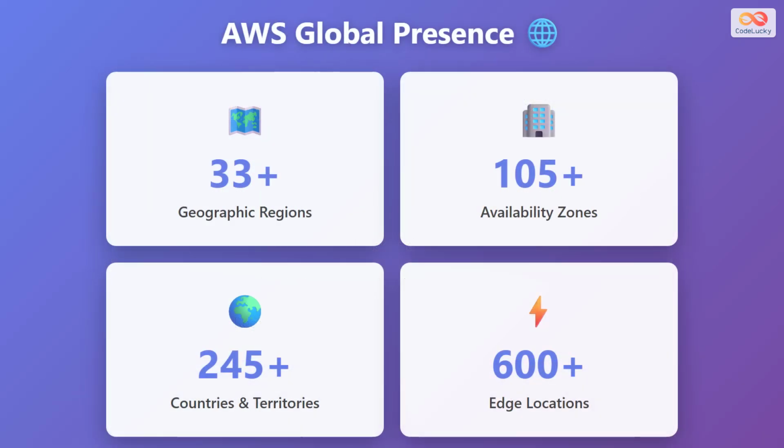AWS operates at a truly global scale. Currently, there are more than 33 geographic regions spread across the world. Within these regions, AWS has established more than 105 availability zones. The infrastructure serves customers in more than 245 countries and territories. Additionally, AWS maintains over 600 edge locations for content delivery. This extensive network ensures that no matter where your users are located, AWS can serve them efficiently with low latency.